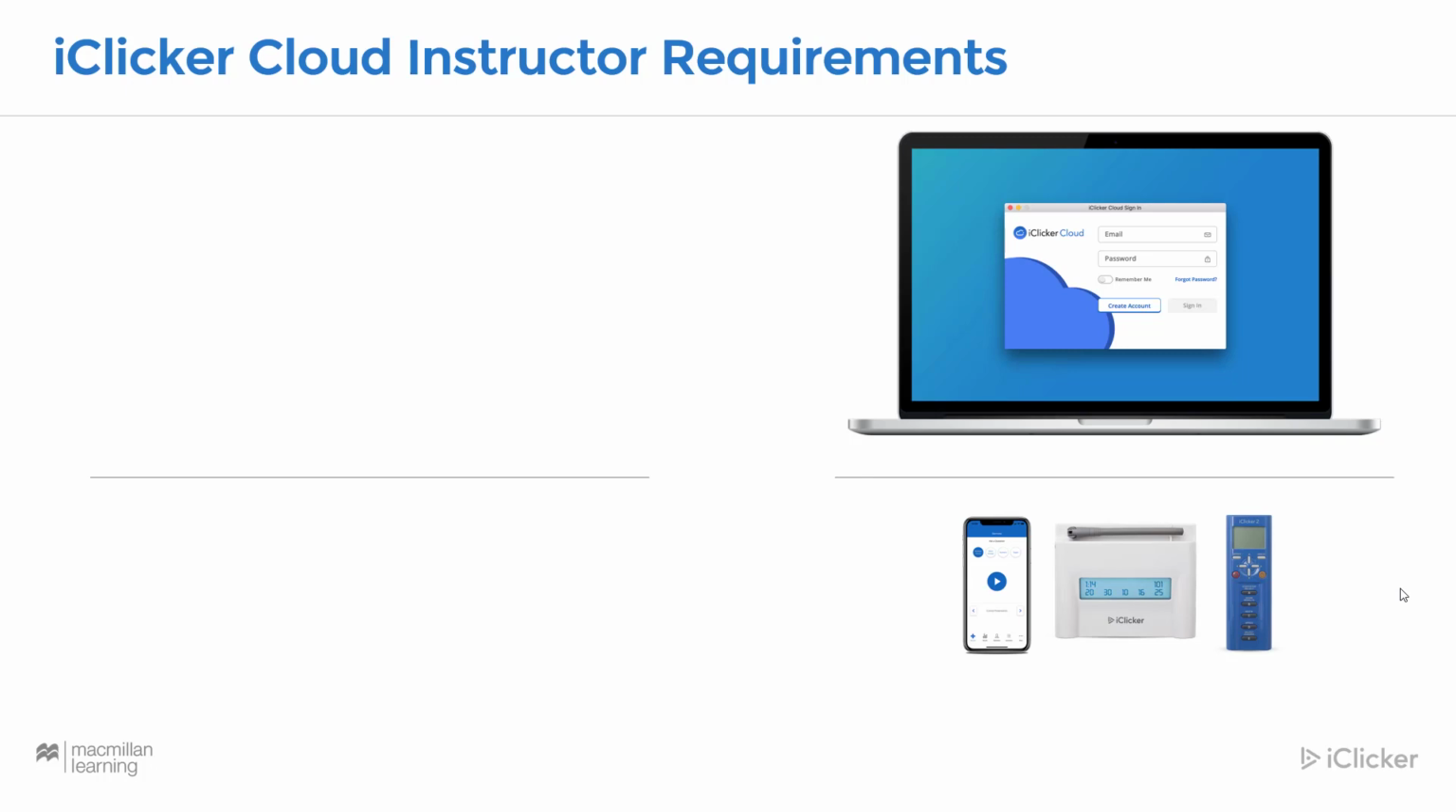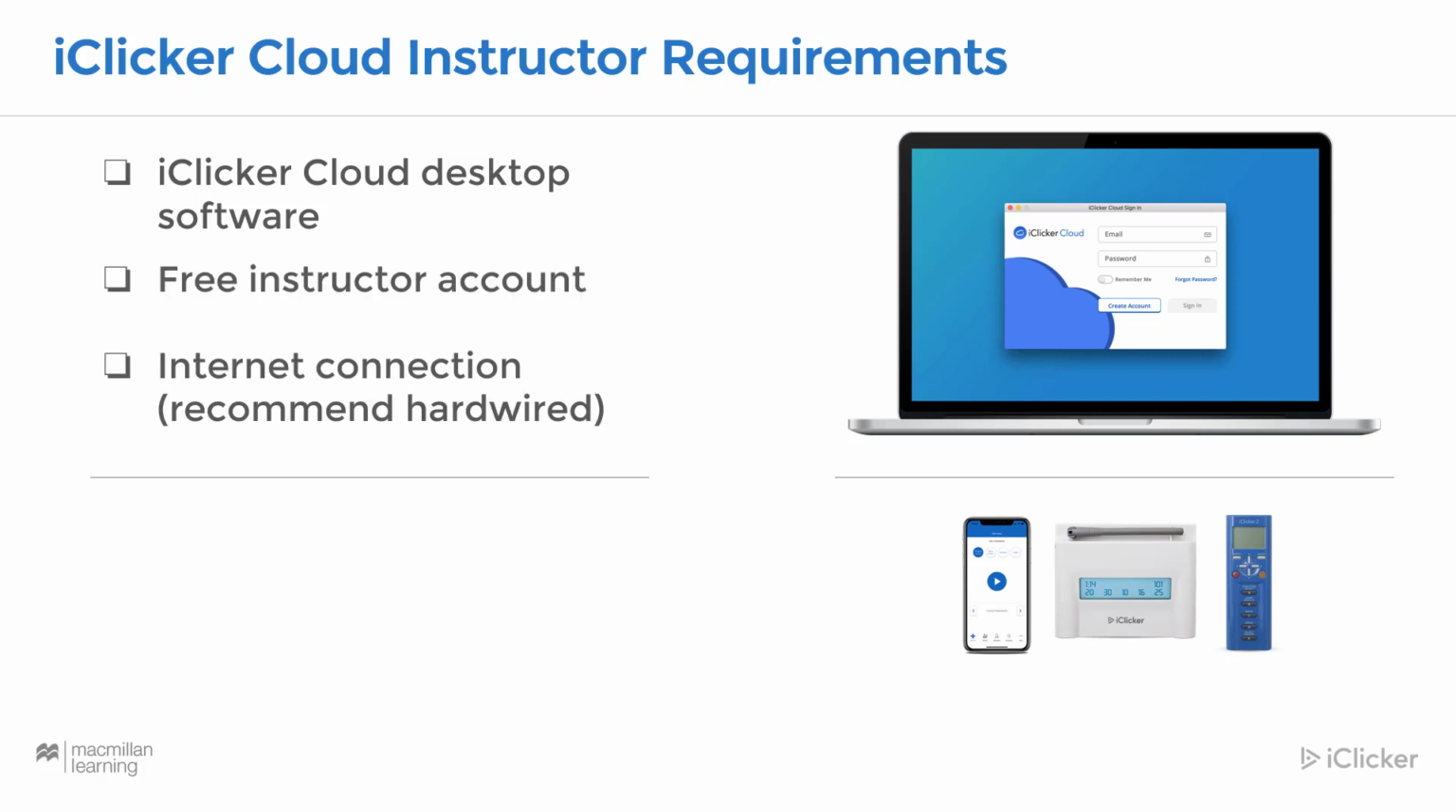Here's what you'll need as an instructor to run iClicker Cloud in your class. iClicker Cloud requires the iClicker Cloud desktop software, a free instructor account, and we recommend having whatever computer you're using to run iClicker Cloud hardwired to the internet. This is recommended but not required. If you're hardwired to the campus internet, a blip in the campus Wi-Fi won't knock you out of a session, and you'll lessen the load, however slightly, on your classroom's Wi-Fi.